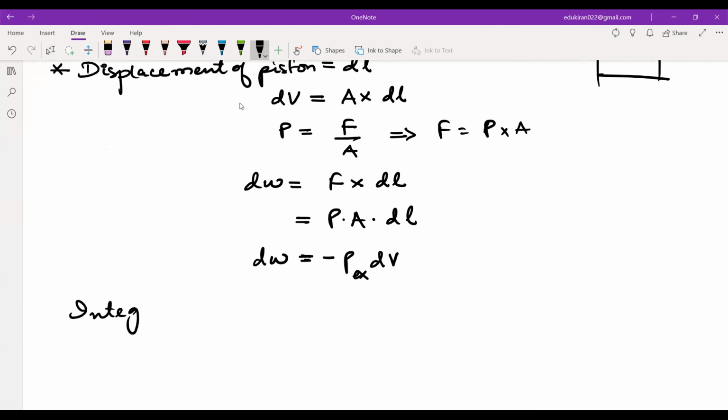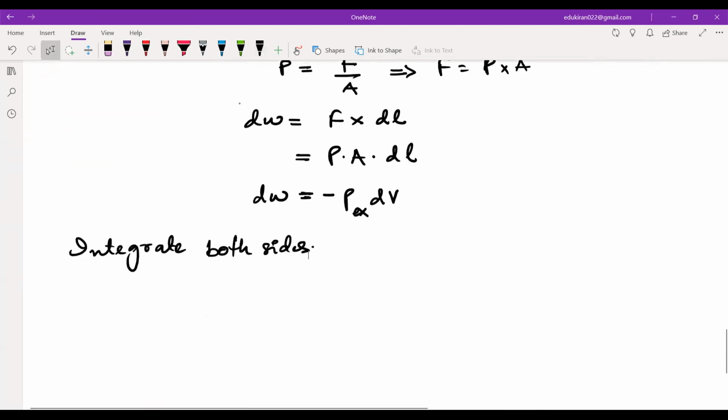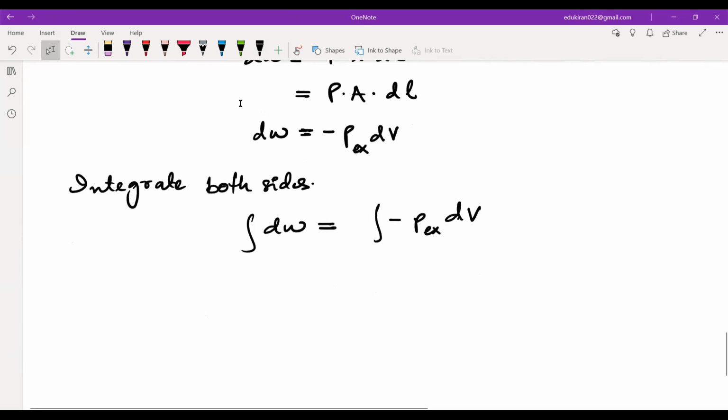We are going to integrate both sides. Now, when we integrate on both sides, what will happen? We will have integration of dw equal to integration of minus P external dV. The P external, since it is a constant, is not going to change, right? One thing I can write is that this integration sign and this differential sign, you can just eliminate integration and differentiation, right?